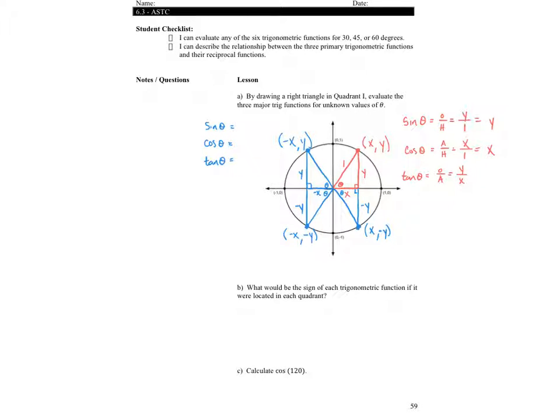Sine of theta, since it's our y-coordinate, is still just y in quadrant 2. But cosine of theta is our x-coordinate, and in quadrant 2, that's negative x. So cosine is negative now. In quadrant 2, tangent, since it's our y-coordinate divided by our x-coordinate, is y over negative x. So what you're going to notice here is that now that we're in quadrant 2, cosine and tangent have just become negative. However, sine remains positive.